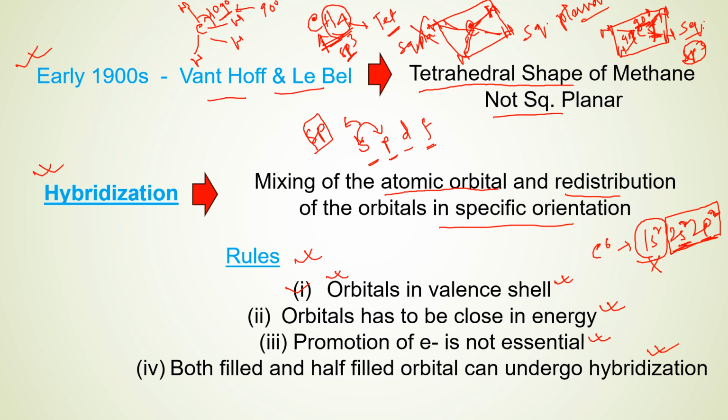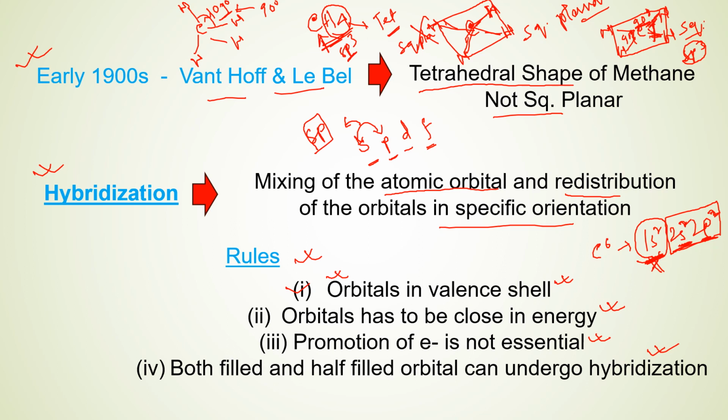The second shell is the valence shell for carbon, so the second shell s and p orbitals can mix together and form the hybrid orbitals. The orbitals in 1s, the underneath shell of the valence shell, cannot take part in the hybridization process.